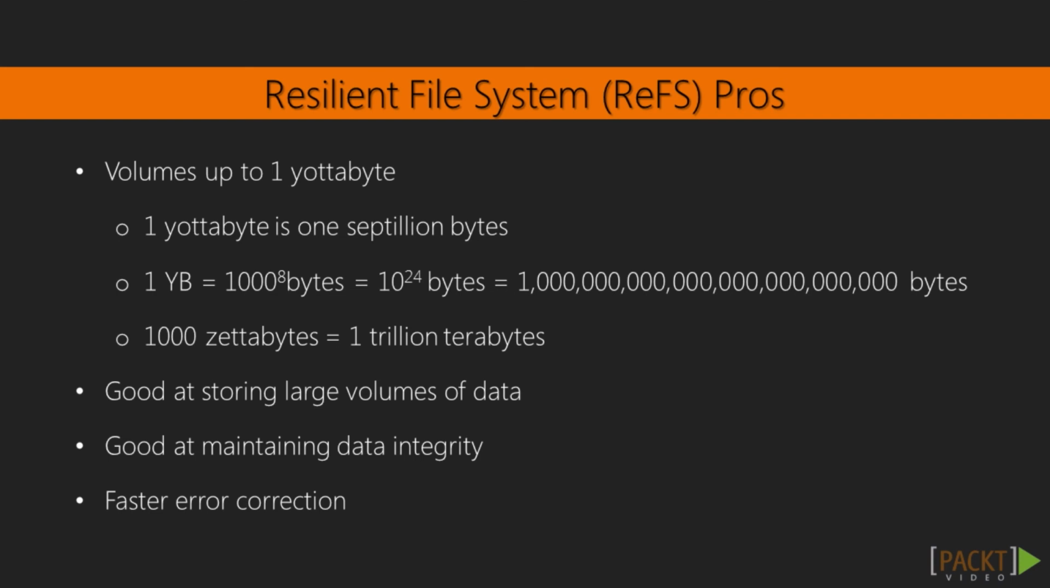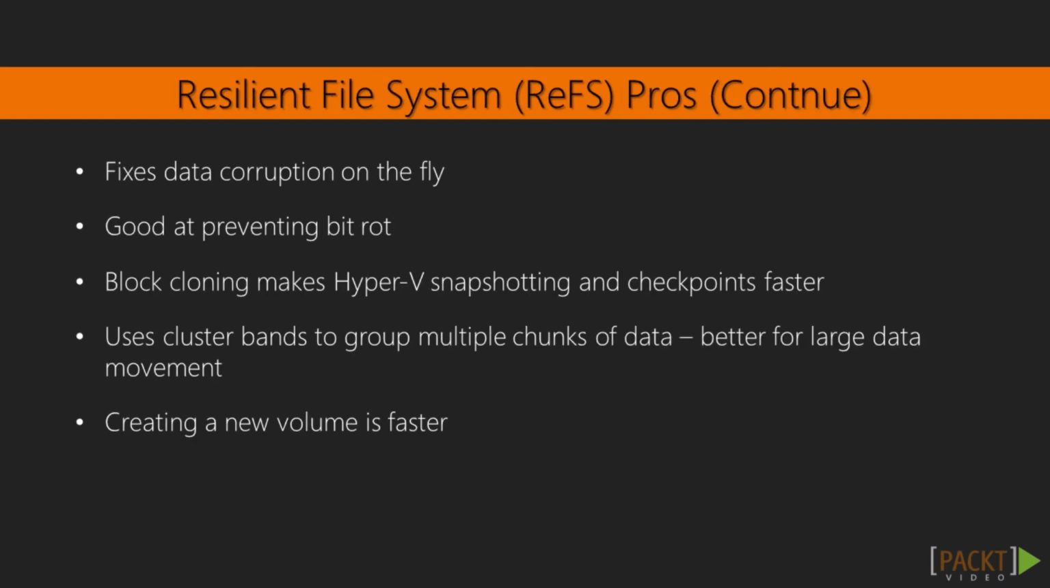ReFS is also good at storing large volumes of data. It's good at maintaining data integrity. It has faster error correction and fixes data corruption on the fly. It's good at preventing bit rot, and it uses block cloning, which makes Hyper-V snapshotting and checkpoints a lot faster. It uses cluster bands to group multiple chunks of data, which is better for large data movement. And it's really easy to create new volumes as they get created a lot faster than they did with NTFS.